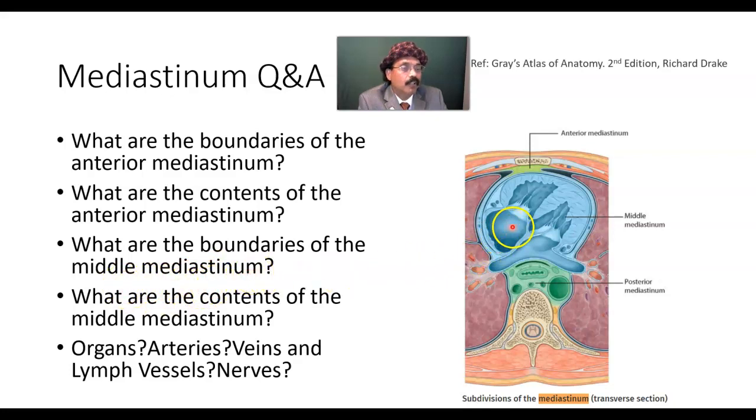Okay, so middle mediastinum, what are the contents of middle mediastinum? Middle mediastinum contains the heart and pericardium. Okay, and middle mediastinum contains the ascending aorta, pulmonary trunk, and the branches of the pulmonary trunk, left pulmonary artery, right pulmonary artery. Okay, these are the contents of the middle mediastinum.